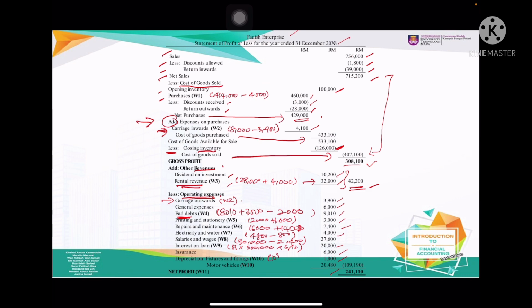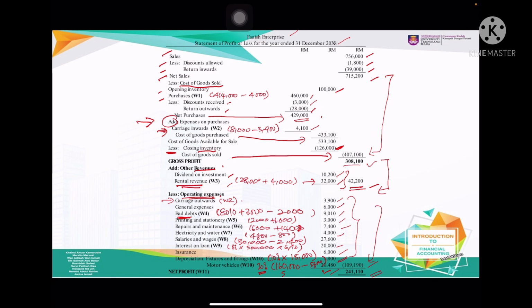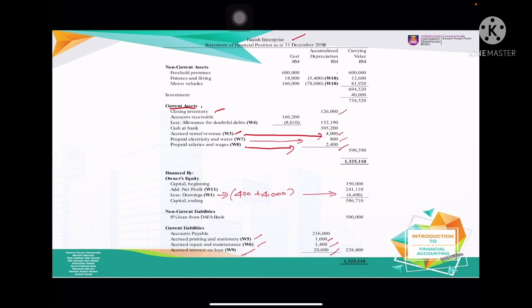So this one is 10% times the 18,000. So you get 1,800. 20%, 160,000 minus 57,600. Okay, so equals to 2,480. So we total our expenses will give 109,190. So this one, our gross profit plus other revenue, and then minus expenses. So our profit now becomes 241,110.